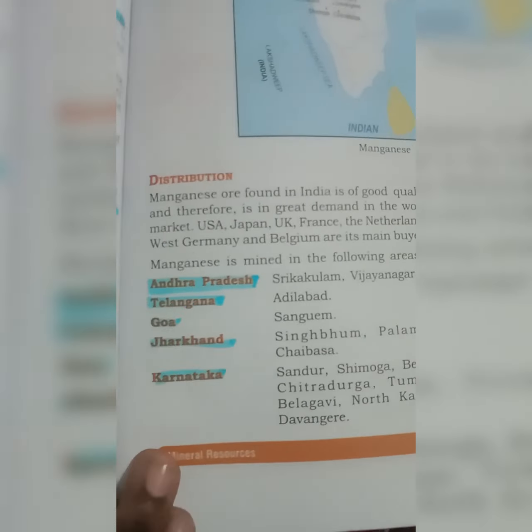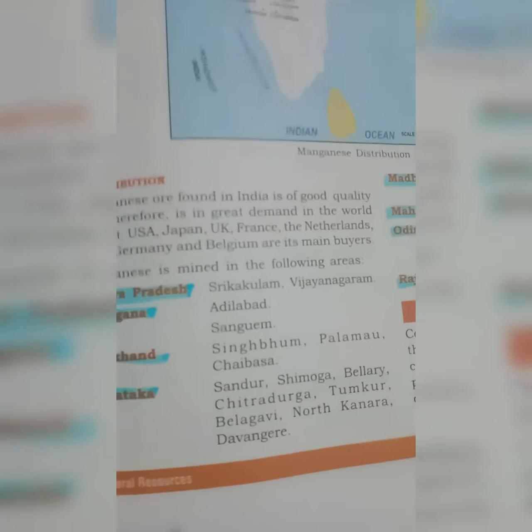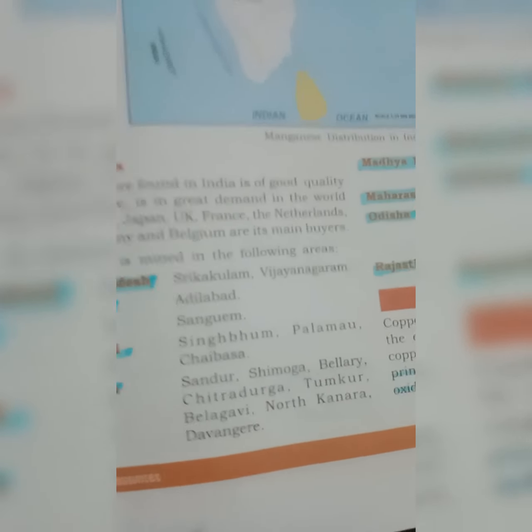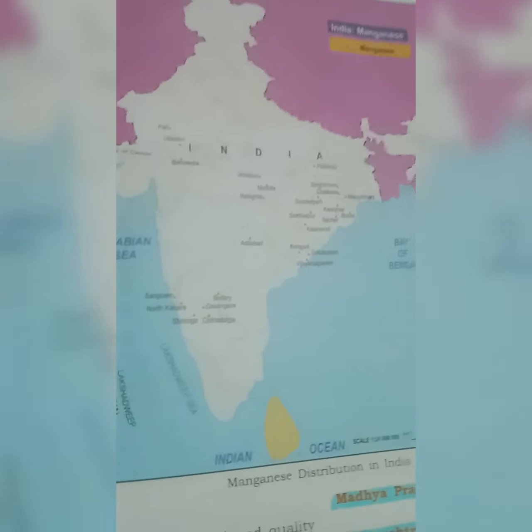So distribution. Manganese ore found in India is of good quality and therefore in great demand in the world. So manganese is also an exporting mineral that India benefits from. And you remember the states: Andhra Pradesh, Telangana, Goa, Jharkhand, Karnataka, Madhya Pradesh, Maharashtra, Odisha, Rajasthan. And the same with the map, I'll go through that separately. You need not refer to the complete textbook for that.